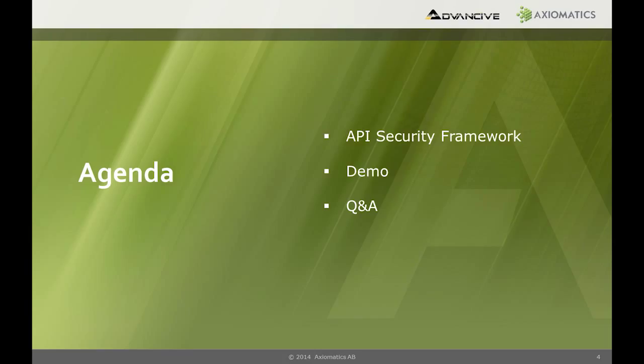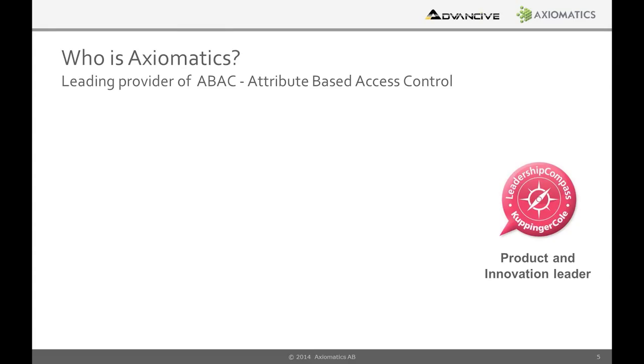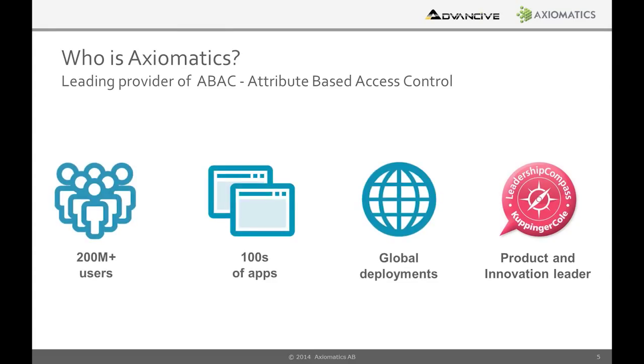So first of all, we will be discussing an API security framework, how to provide best-in-class security for your APIs and web services using the Axiomatics Policy Server. Then Alex will take us into a live demo of the capabilities, and then we'll save some time, like I said, for a Q&A session. But before, let's give a bit of background on Axiomatics, and an introduction to attribute-based access control.